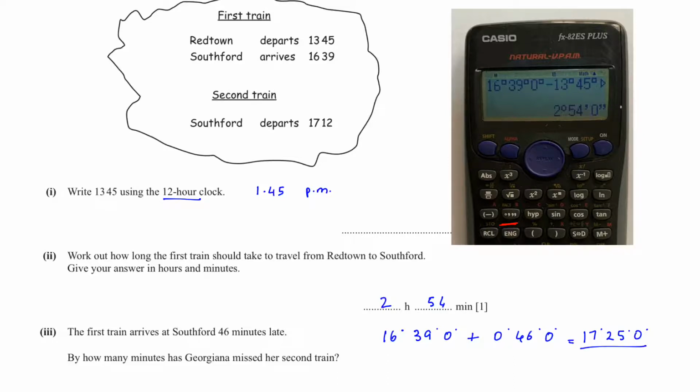This is the time the train reaches Southford, but the second train departs at 17:12. So again, you can use the calculator. 17:25 0 minus 17:12 0, and you will get 13 minutes. Just remember that when you are solving this, the first part is your hour, the second is your minute, the last is your second.